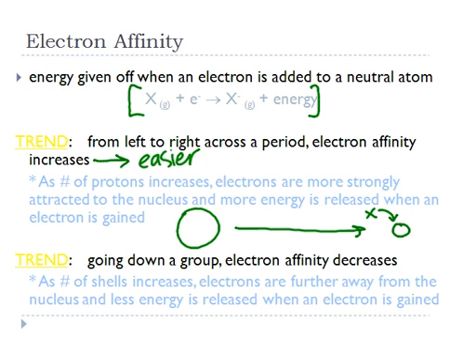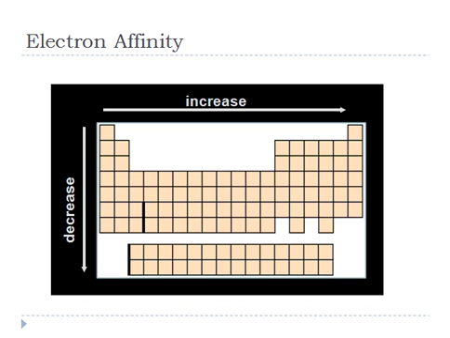The last trend then for electron affinity going down a group is that electron affinity decreases or gets harder. And that's because as the number of shells increases, the electrons are farther away from the positively charged nucleus and less energy is released when an electron is gained. Again, here's the general picture for electron affinity. Going down a group, it decreases or becomes harder. Going across a period, it increases or becomes easier.